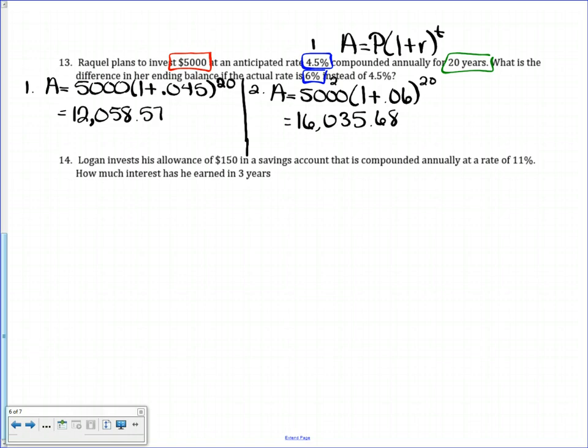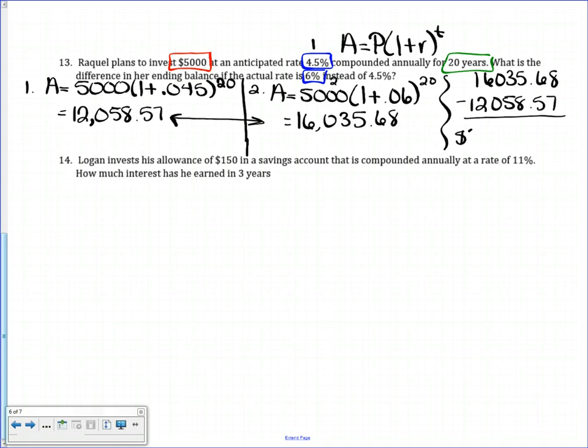And so we want to know the difference in her ending balance. So we're going to take these two values and subtract them. So 16,035.68 minus 12,058.57. Subtract those, you get $3,977.11. So that would be your final answer.